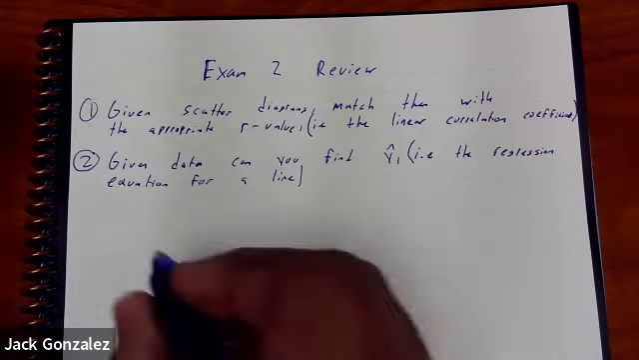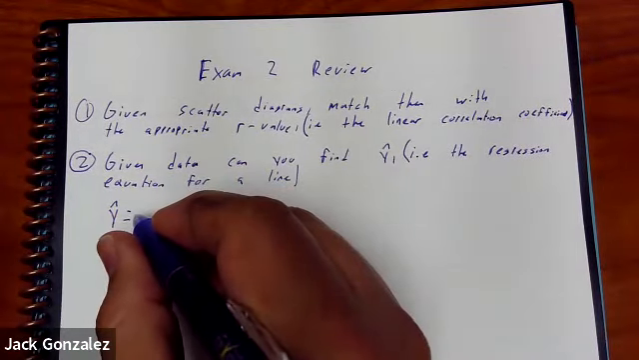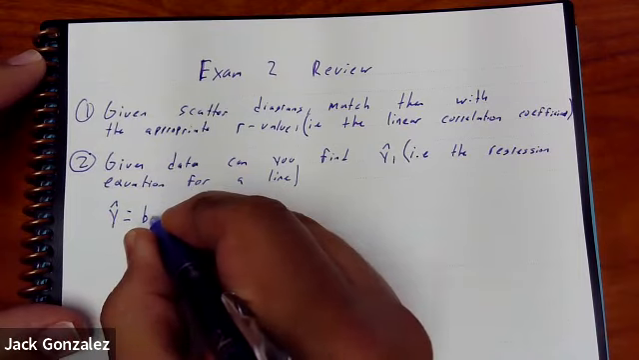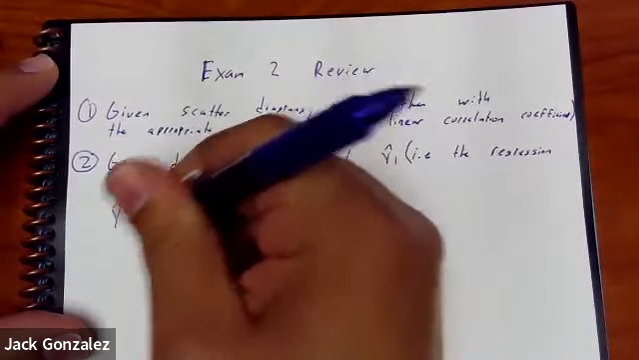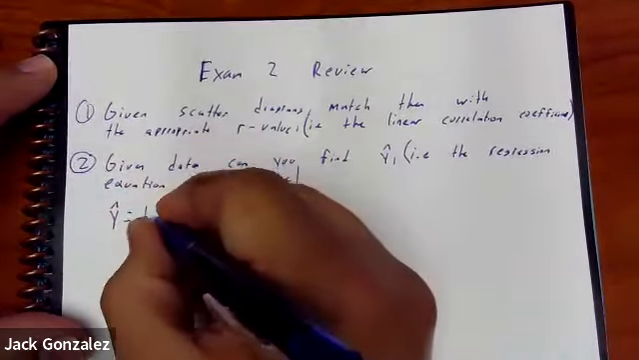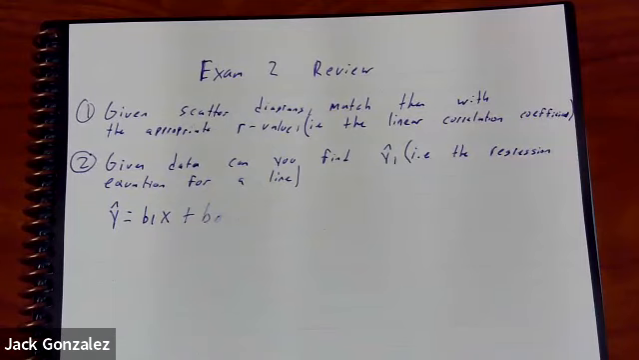Remember, it was equal to this. B1 or B not? I want to say it was B0. Is it B1 first? B1 X plus B0. B not, B sub 0. Okay. So you remember when we punched into Excel, right? It would calculate B1 and B0 for you. So just find them on the spreadsheet if you use Excel or.